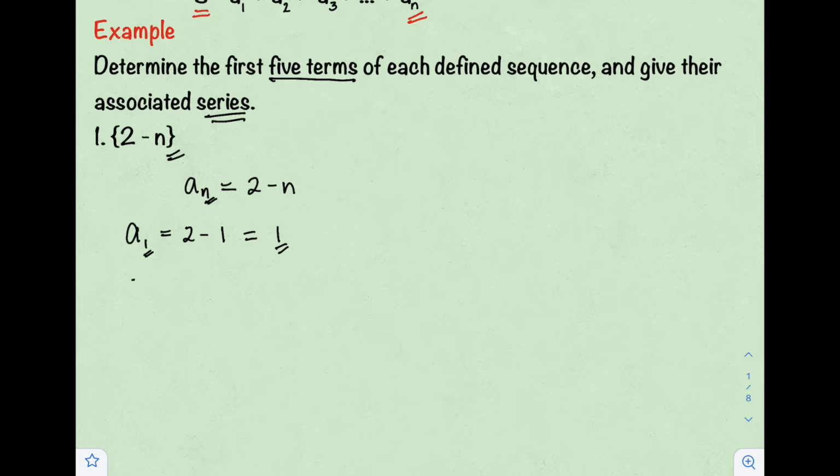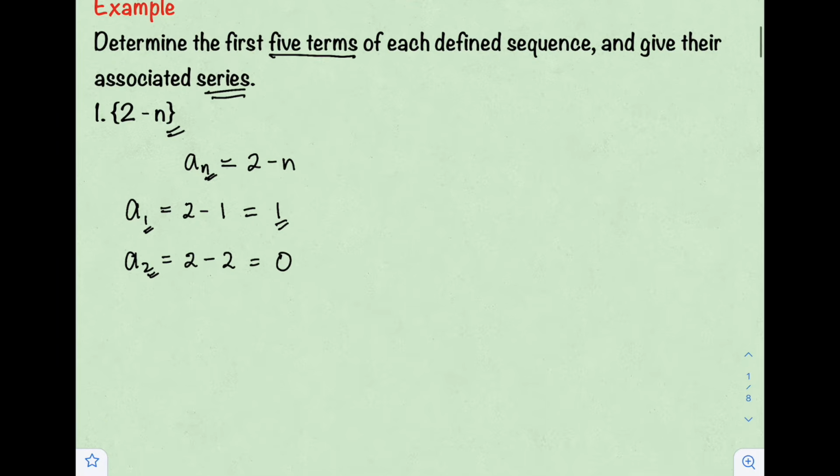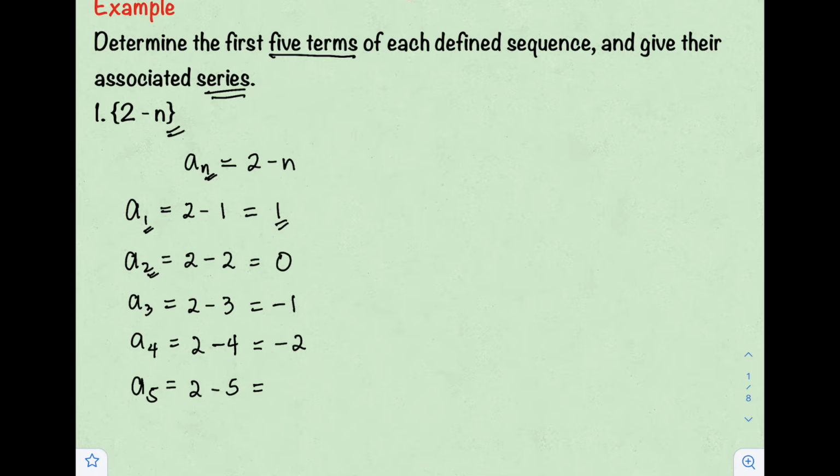Okay? So, next, second term, we have 2 minus n. So, ang n natin dito is equals to 2. So, this will be 2 minus 2, which is equals to 0. Okay? Next, we have the third term. So, this is equals to 2 minus 3. Then, 2 minus 3, this is equals to negative 1. Fourth term, we have 2 minus 4. So, this is negative 2. Then, ang ating fifth term is equals to 2 minus n, which is 5. So, this is negative 3.